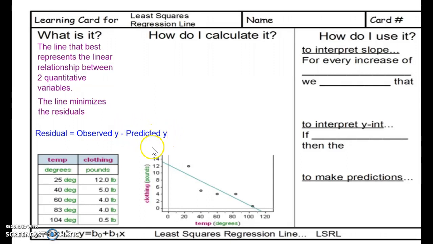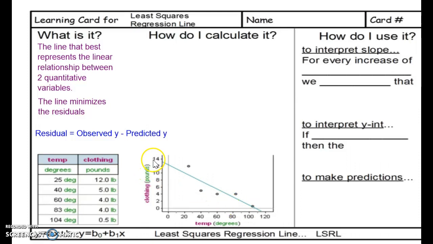One of the things that we should know is the predicted y value is predicted by your line of best fit or your least squared regression line. So if we look down here at this particular example, we've got temperature and clothing. So the temperature outside is going to determine the weight of the clothing that people wear. So as the temperature rises, people tend to wear less clothing. Therefore, we have a negative correlation or a negative association here.